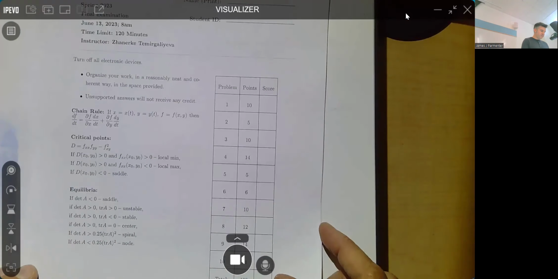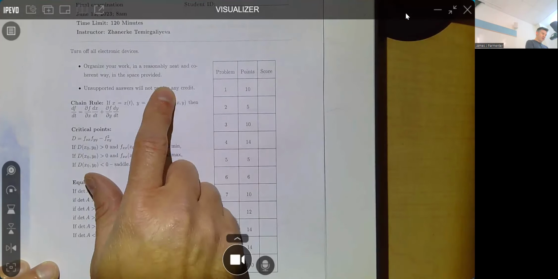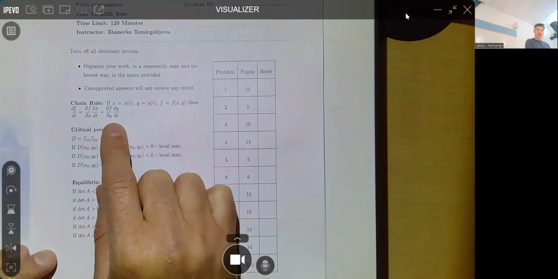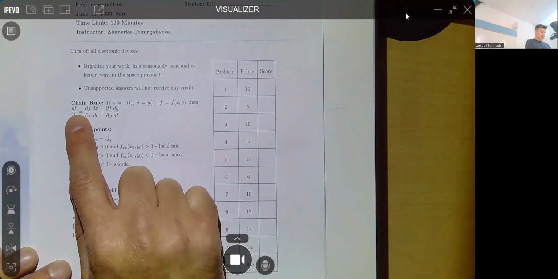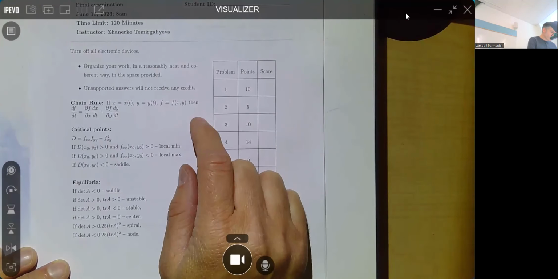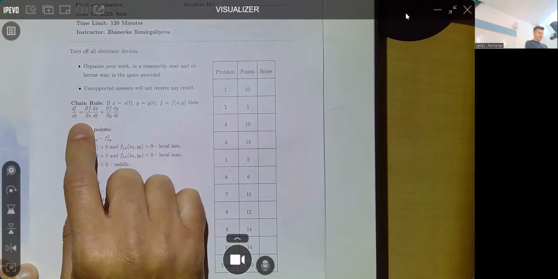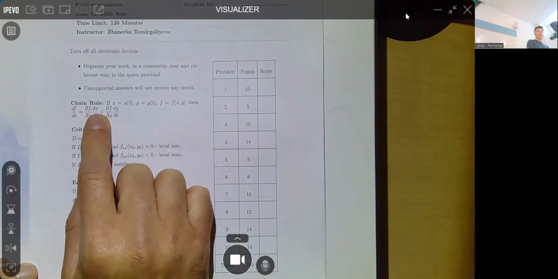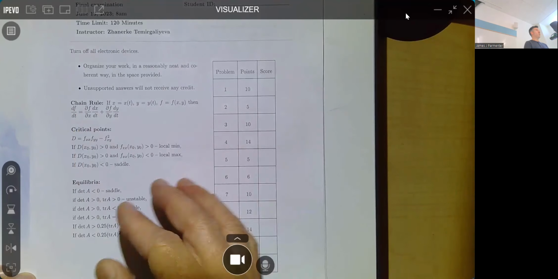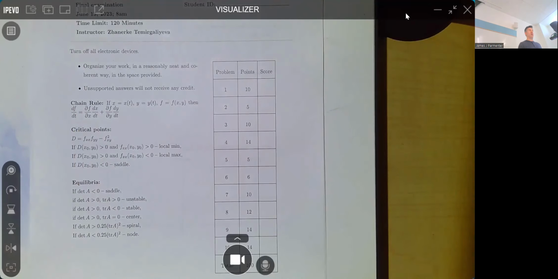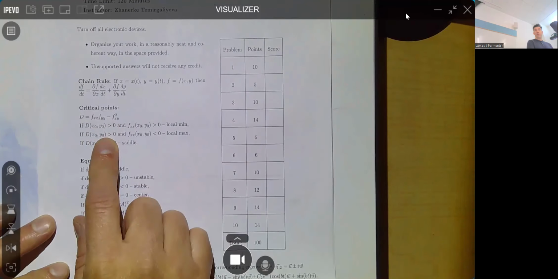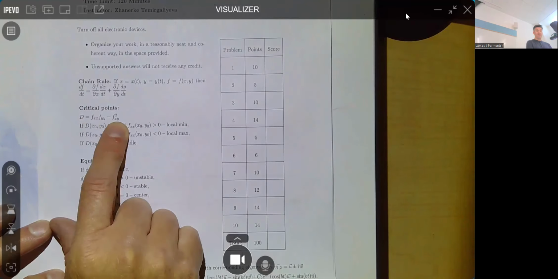We are given, okay, organize your work, show your work, and then she's giving you the chain rule. So that df/dt is del f/del x times dx/dt plus del f/del y times dy/dt. And you could add on more, right? If it was a function of 3 variables, you'd also have del f/del z times dz/dt, et cetera, et cetera.